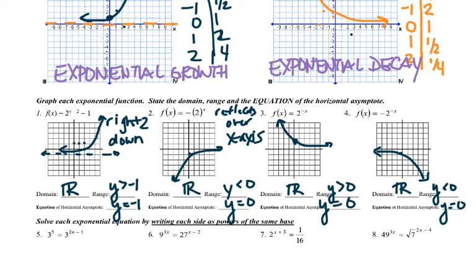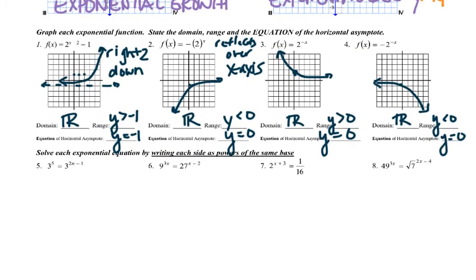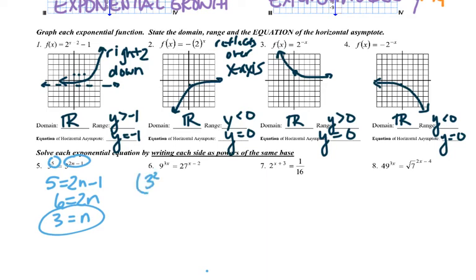Okay, now we're going to solve exponential equations by writing both sides as powers of the same base. So here I see 3 to the 5th and 3 to the 2n minus 1. Since these are both the same base, I can set the 5 equal to the 2n minus 1. So 6 equals 2n, so n equals 3. But I can't do that in number 6 because they're not powers of the same base. So I have to rewrite 9 as 3 squared and 27 as 3 cubed.